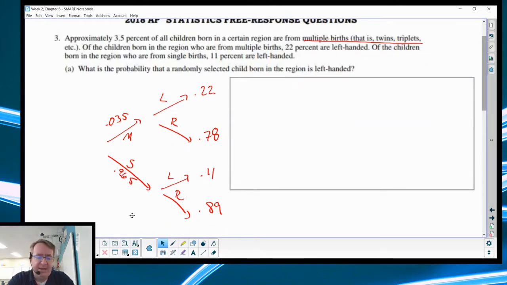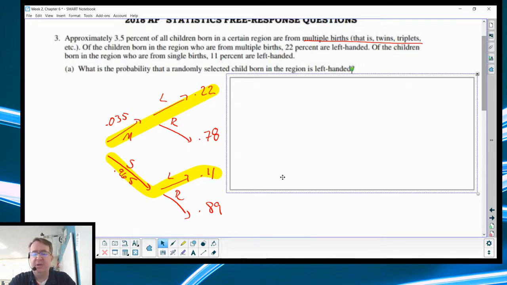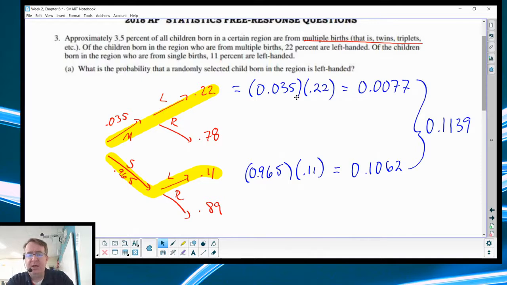Since we're looking for the probability of left-handed, we're just going to follow the tree to the left-handers. As you go, you multiply the different probabilities, add them up at the end, and you have your number. In this case, the top line turns out to be just under 1%, 0.0077. The other one is just over 10%, 0.1062. Add them all up, and we have an 11.3% chance of randomly getting a left-handed person.